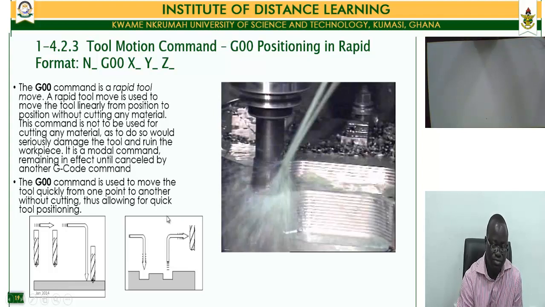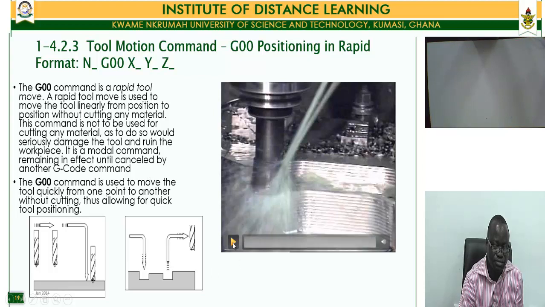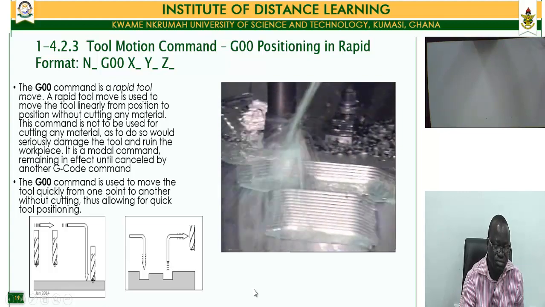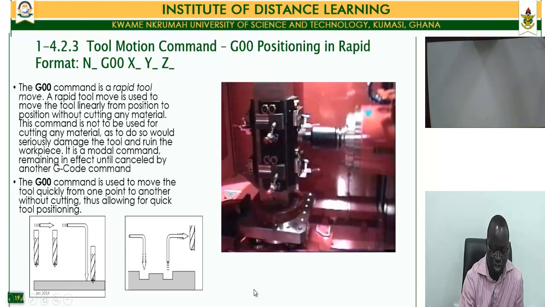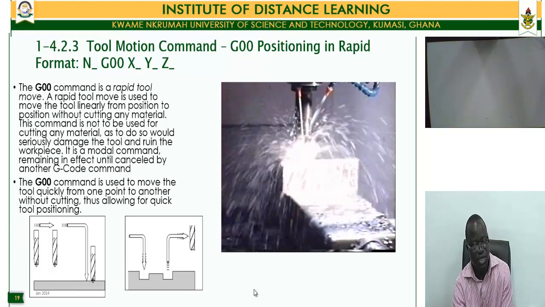Now, the G00 command is a rapid tool move. A rapid tool move is used when moving the tool at the highest velocity the machine tool is capable of without cutting any material. It's not necessarily a linear motion from position to position. Each axis trajectory may be exhausted before another. This command is not to be used for cutting any material, as to do so would seriously damage the tool and ruin the workpiece. Okay, so I guess the video explains that.